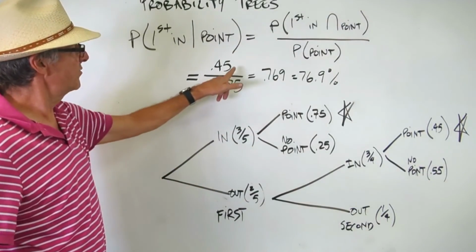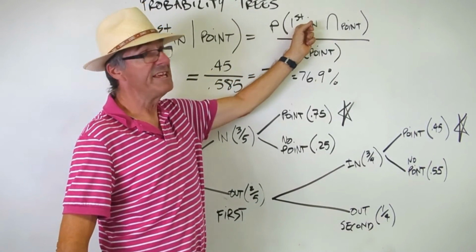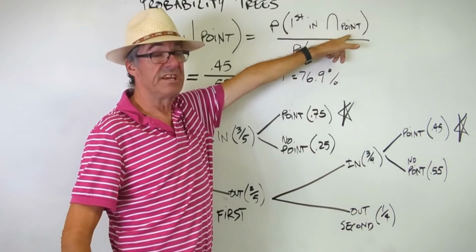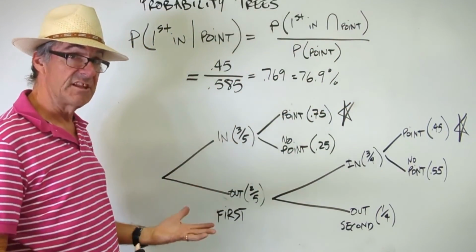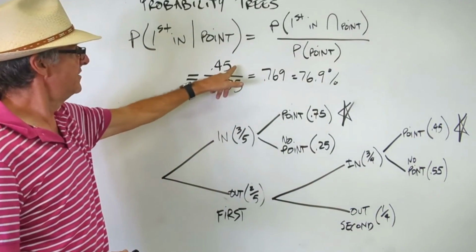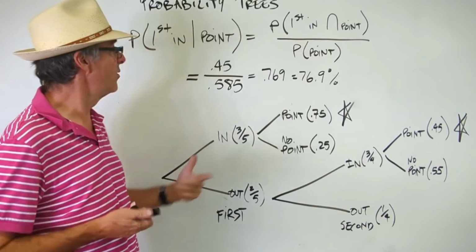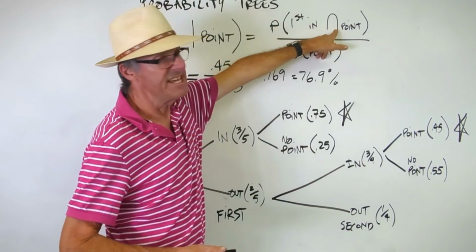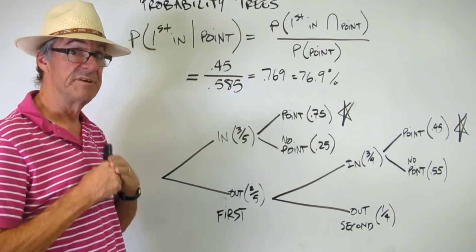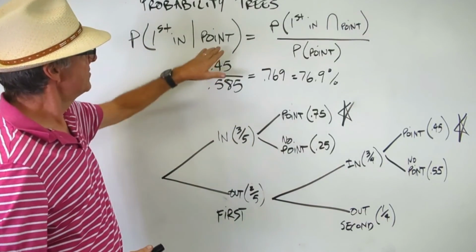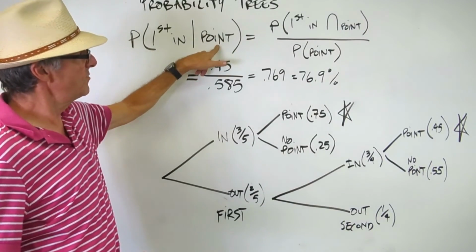Okay, so the probability of the intersection, getting the first serve in and getting the point, was this branch of the tree. We calculated that in the last example, so I'm just bringing that over. There's a 45% chance that they're going to get the first serve in and make a point. So that's the intersection, the and condition. Both have to be true, over the probability that they got a point. So this is the given that probability.